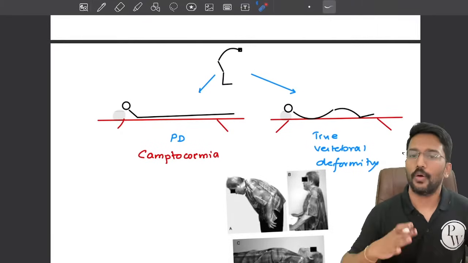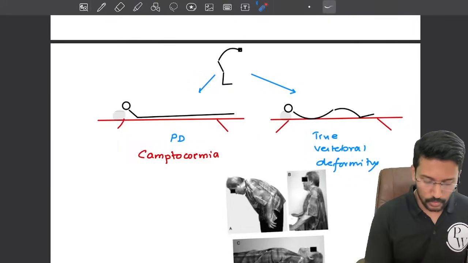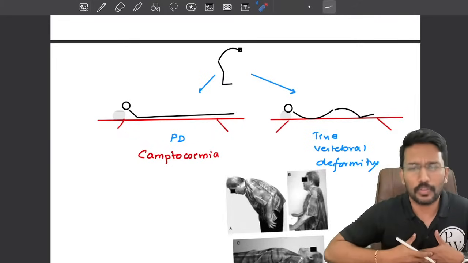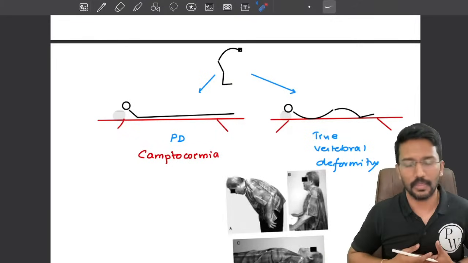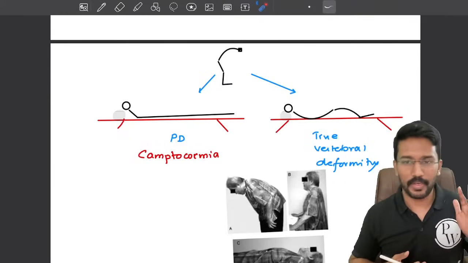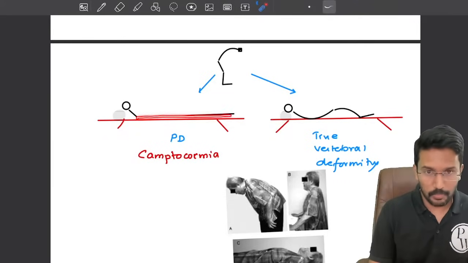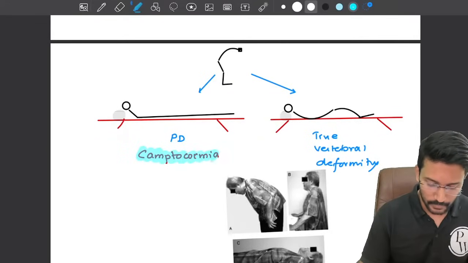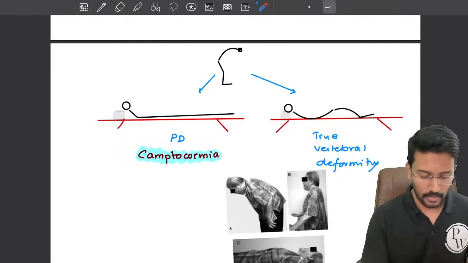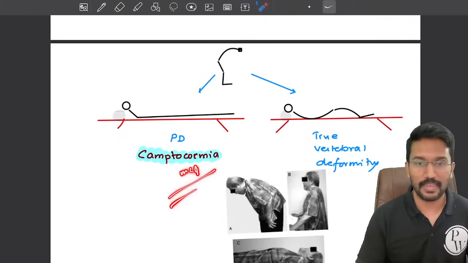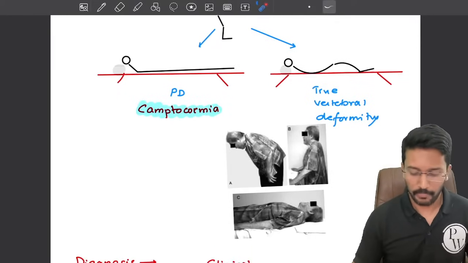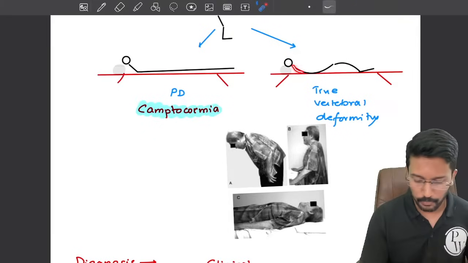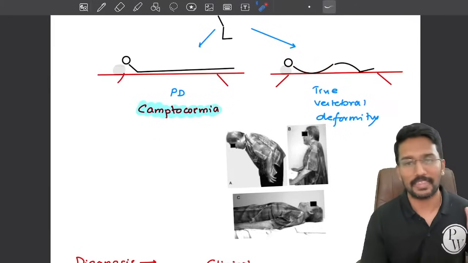Okay. Now one more manifestation of this stooped posture is, if you ask a patient of Parkinson disease to lie down on a bed, their stooped posture or the curvature of the spine disappears, because it is only because of a slight contraction of the anterior muscles. Once they lie down, gravity will eliminate that contraction and their curvature disappears and they become flat, and this is what we call camptocormia. This is again an extremely important MCQ point. This can be an image based question also. But if a patient has a true spinal cord deformity, whether you are standing straight or lying down, the curvature will persist, it will not disappear, right?